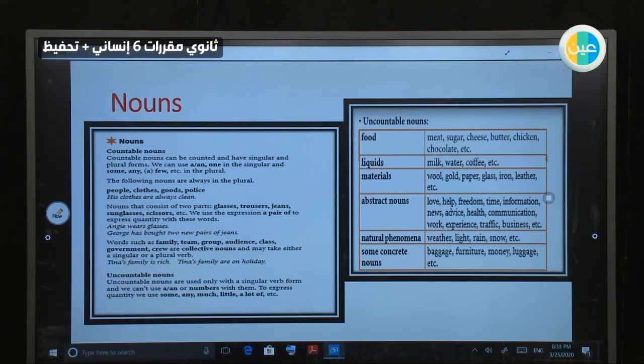Okay? Some concrete nouns like baggage, furniture, money, luggage. Okay?